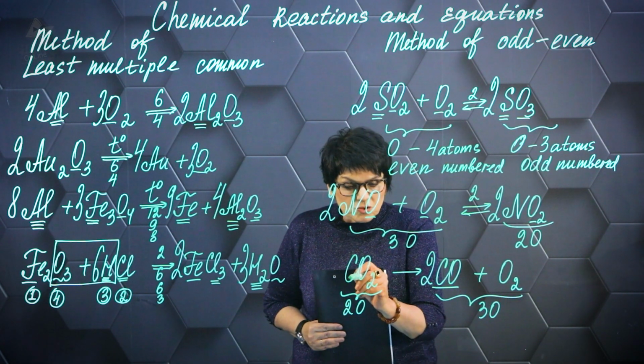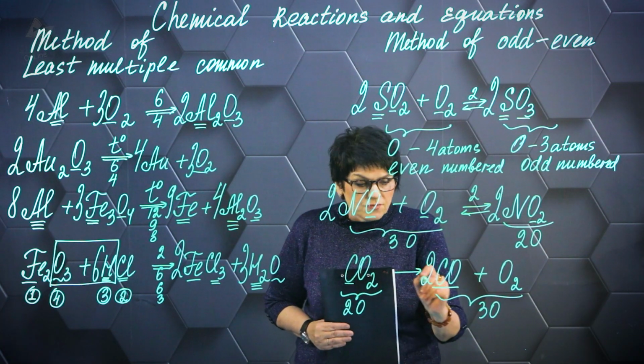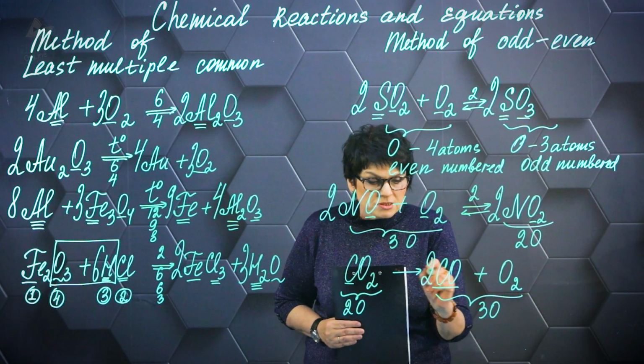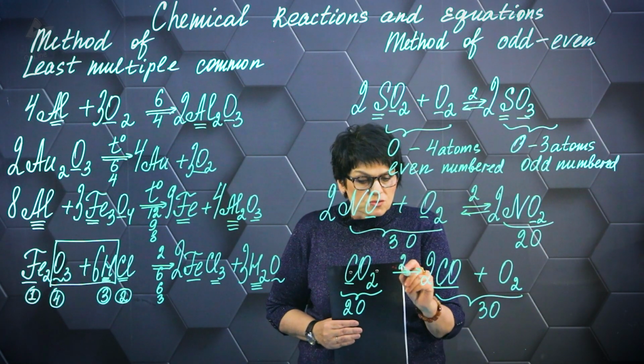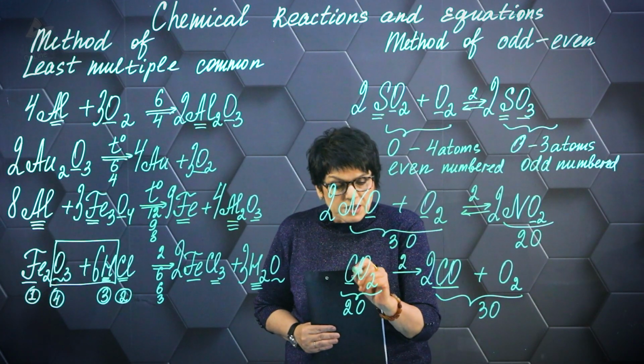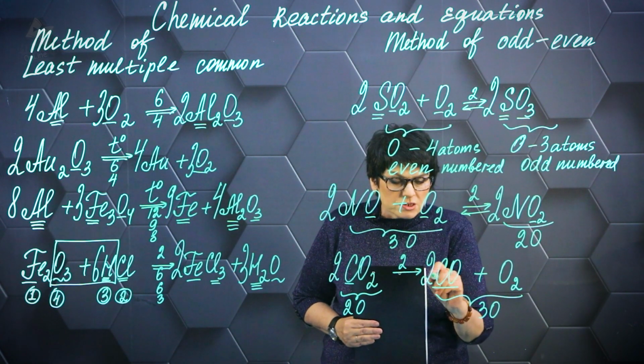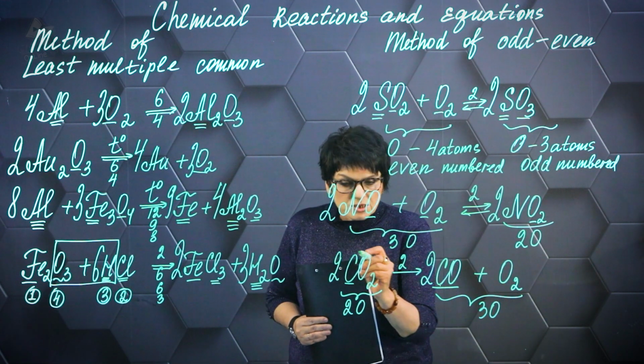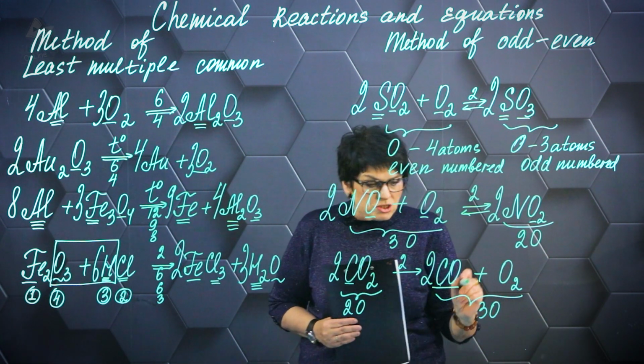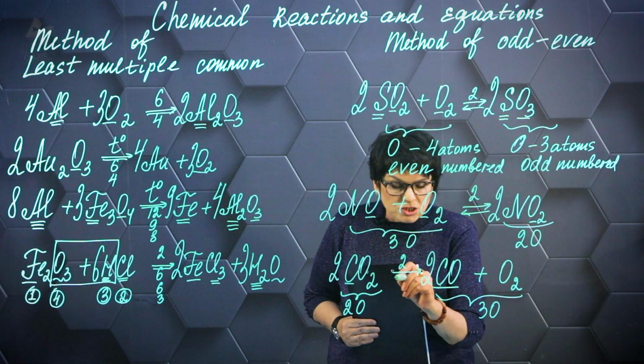Alright, now let's take a look. We have 1 carbon on the left and 2 on the right in this case. The multiple for carbon is 2, so we divide 2 by 1 and get 2. And 2 divided by 1, the 2 is preserved. And let's check for oxygen. There are 4 oxygen atoms on the left and 4 on the right.